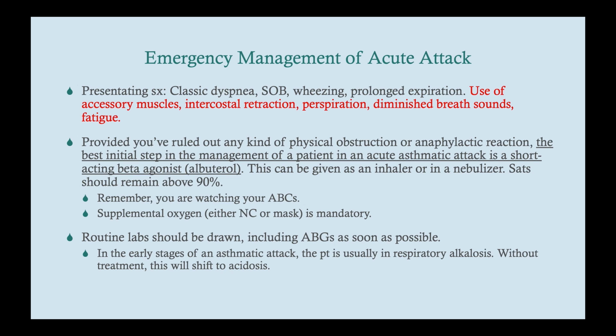In the early stages of an asthmatic attack, the patient is usually in a respiratory alkalosis. Over time, this does shift to an acidosis because of the decreased oxygenation. But initially, you start out with a respiratory alkalosis because of the increased respiratory rate. You're getting more CO2 out.